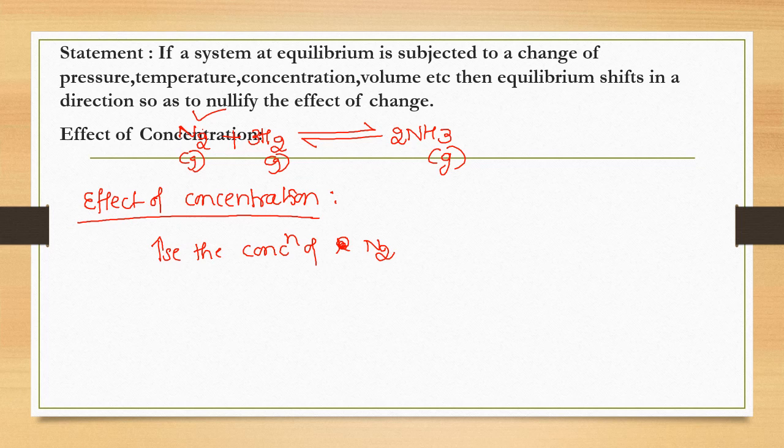So the system tries to shift the equilibrium in a direction so as to nullify the effect of change. What is the statement? A system at equilibrium, if it is subjected to a change of pressure, temperature, concentration, then equilibrium shifts in a direction so as to nullify the effect.